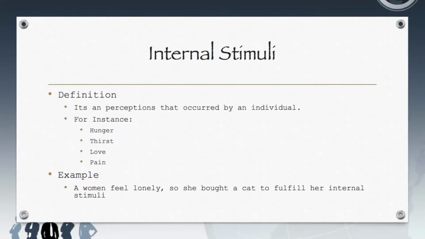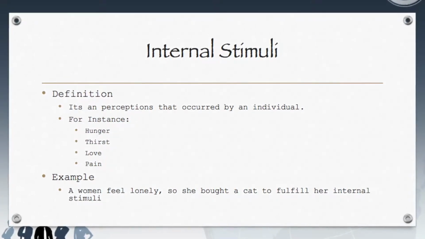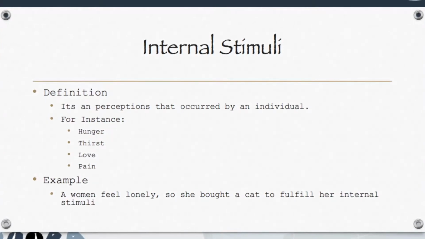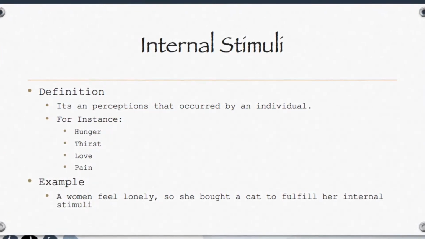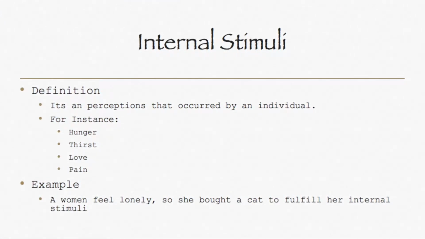The internal stimuli here can be defined as a personal perception experienced by the consumer, such as hunger, thirst, love, and pain. For example, an elderly single woman may feel lonely, so she decided that she wants to purchase a cat to fulfill her internal needs.